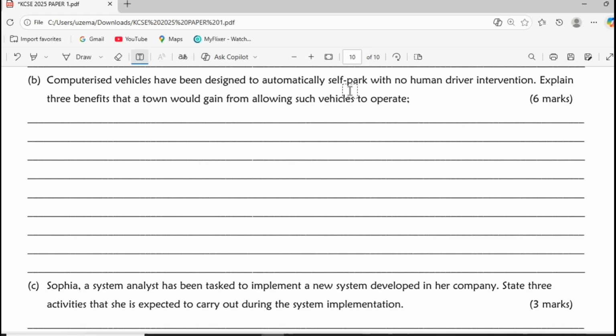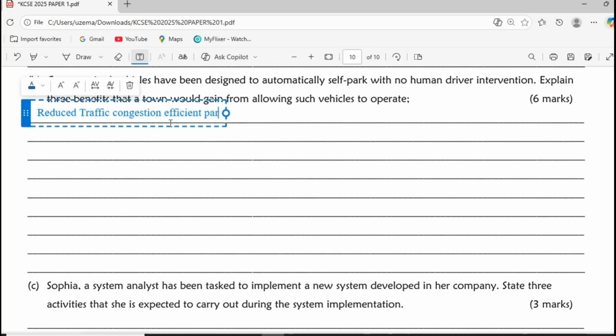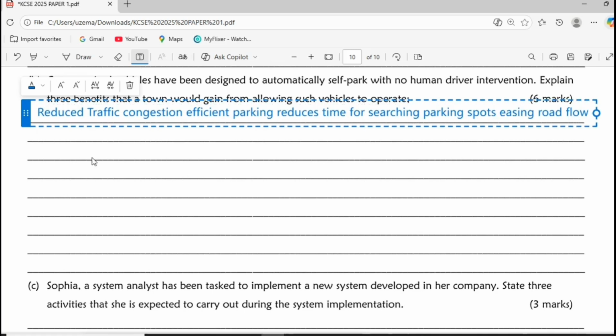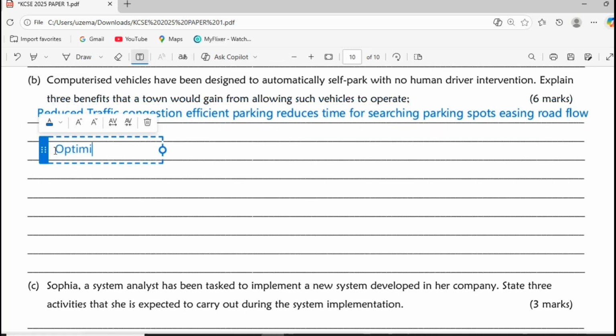Part B. Computerized vehicles have been designed to automatically self-park with no human driver intervention. Explain the benefits that a town would gain from allowing this automatic self-park. One, when we have computers that allow automatic self-parking, it will reduce traffic congestion. And how does it reduce traffic congestion? This reduces the time for searching for parking spots. As a driver, you need to look for an area you might need.